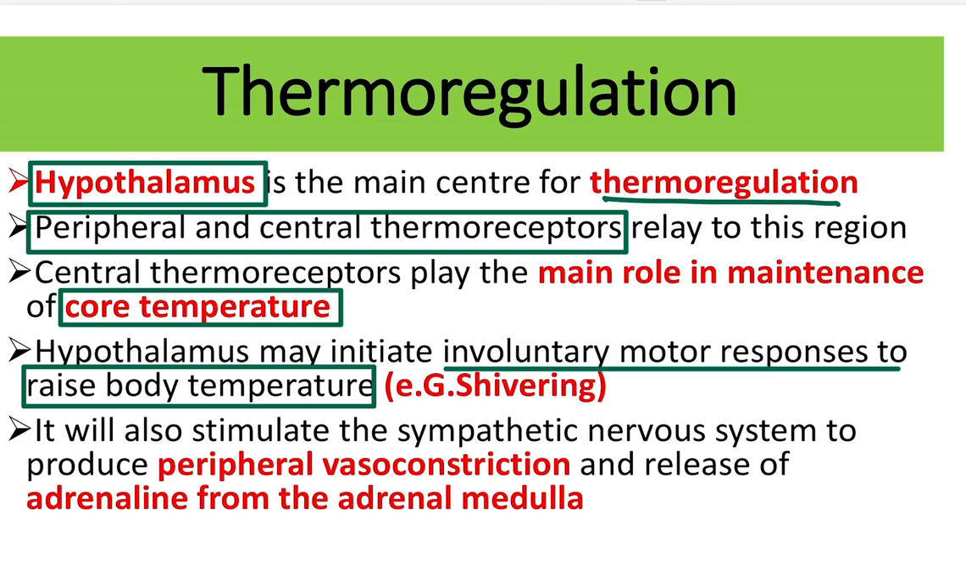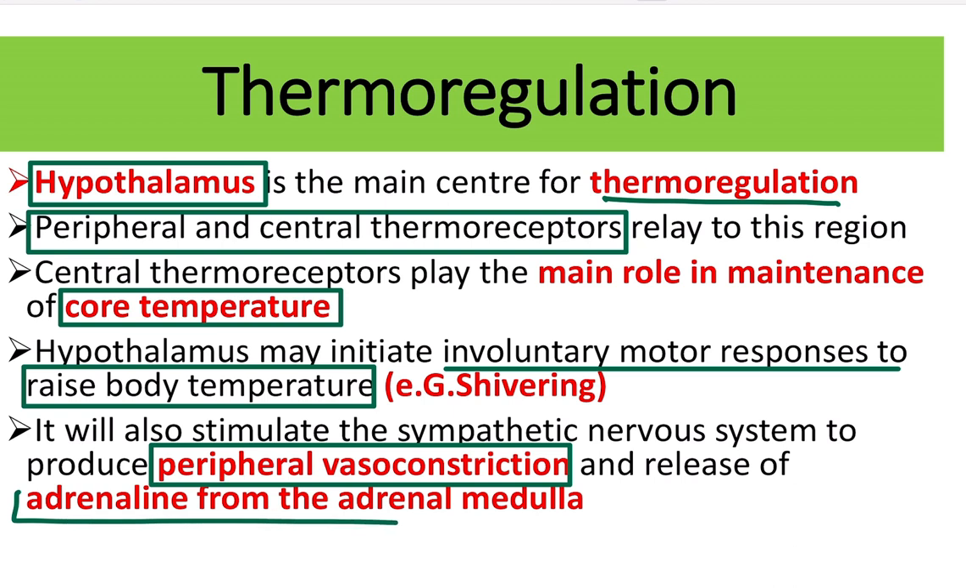So shivering occurs in case of hypothermia to generate heat by vibration of the body parts. It will also stimulate the sympathetic nervous system to produce peripheral vasoconstriction. So when there is peripheral vasoconstriction, in this case less heat is lost through the skin, and also there is release of adrenaline from the adrenal medulla.